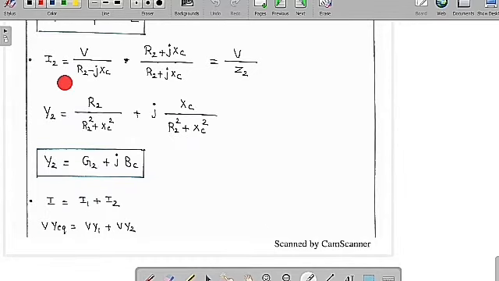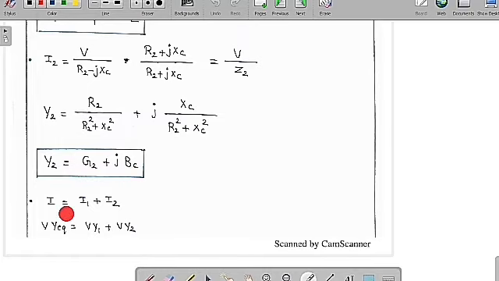Similarly, if you want to find the current through the branch containing R2 and C, then I2 is equal to V by R2 minus jXC. If you do the rationalization with respect to R2 plus jXC by R2 plus jXC, it is equal to voltage by overall impedance, so V gets cancelled. So 1 by Z2 is called Y2. If you do the multiplication, you finally get Y2 equal to R2 by R2 square plus XC square plus j of XC by R2 square plus XC square. I assume this is G2 and this is BC. Therefore Y2 is equal to G2 plus jBC.